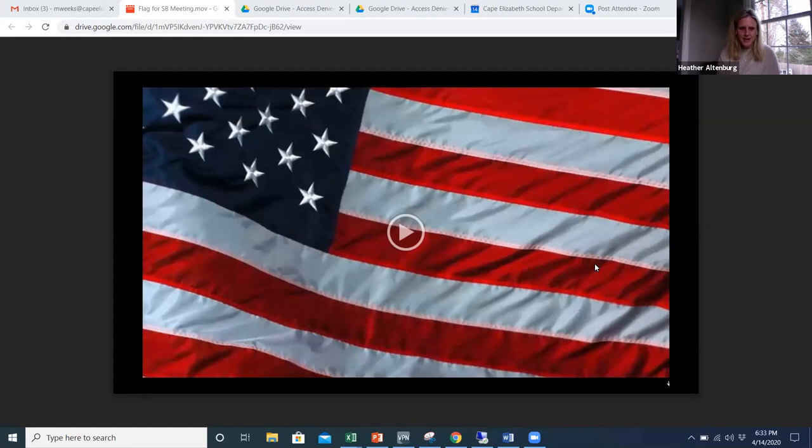We have a flag on our screens. If we could all stand up and pledge allegiance to the flag, we'll get started. I pledge allegiance to the flag of the United States of America and to the republic for which it stands, one nation under God, indivisible, with liberty and justice for all.